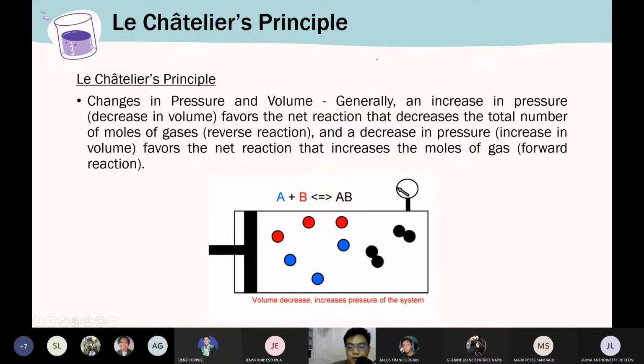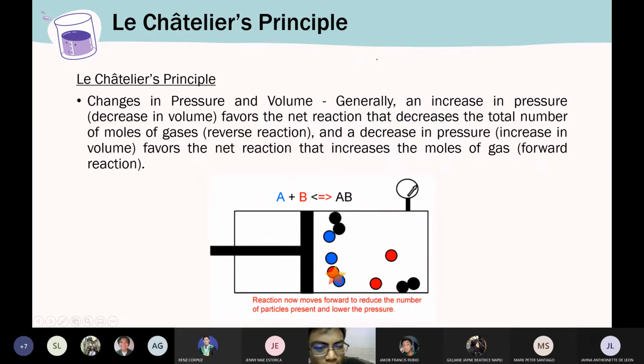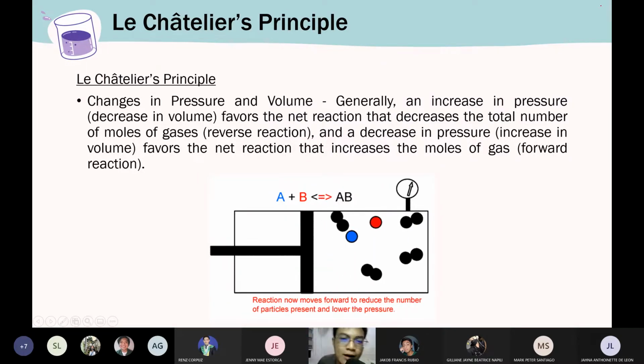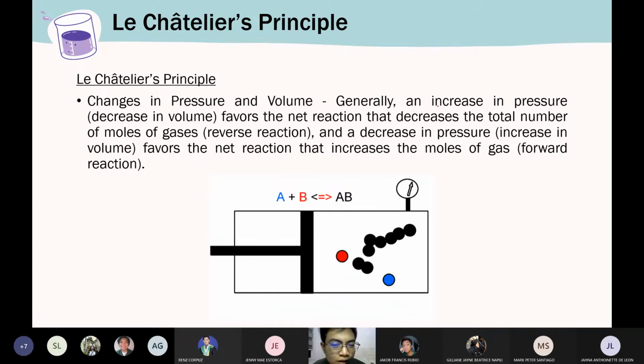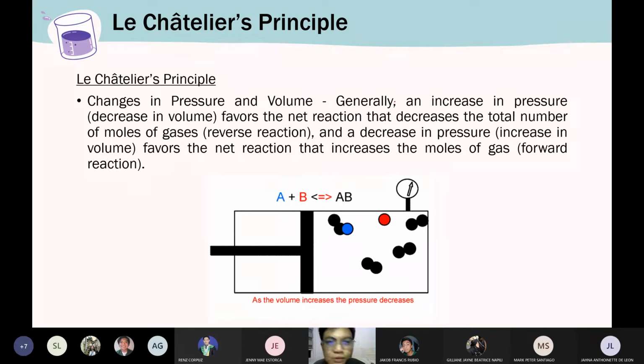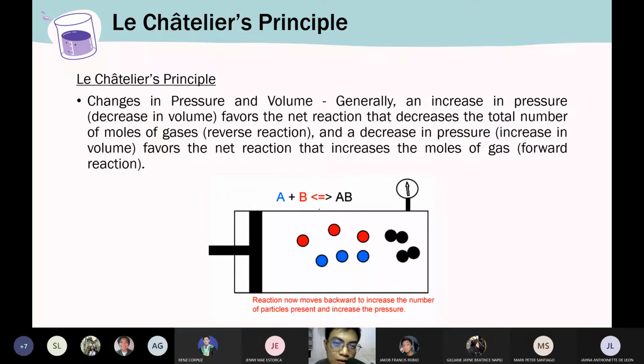Okay? So basahin natin. For gases, an increase in pressure favors the net reaction that decreases the total number of moles of gas. Ano meaning nun? So, ganito lang sabi niya. You look into your chemical equation.